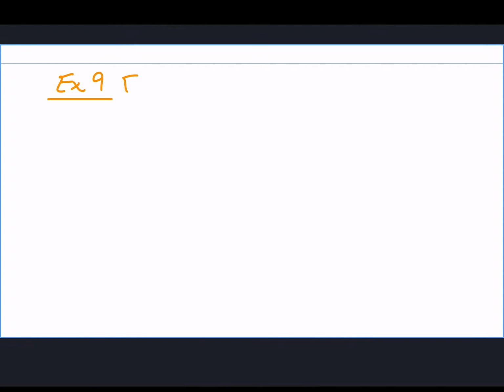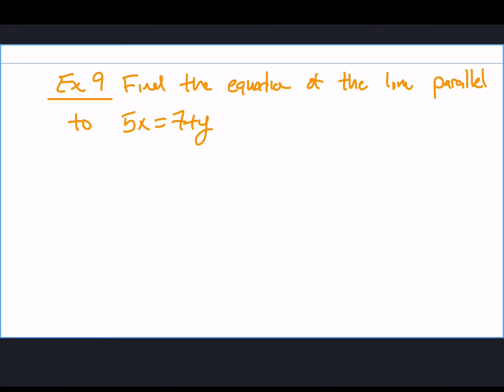Example 9, we want to find the equation of the line parallel to 5x equals 7 plus y, and passing through the point -1, -2.